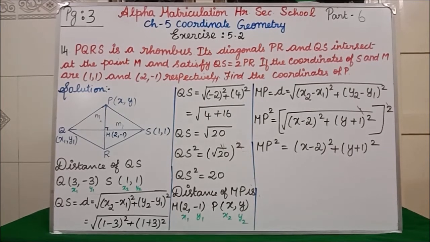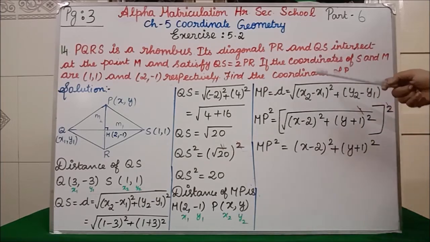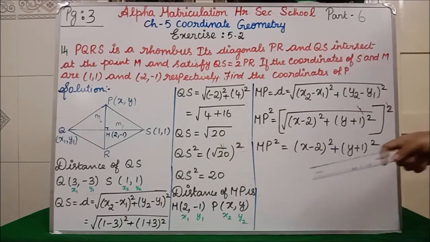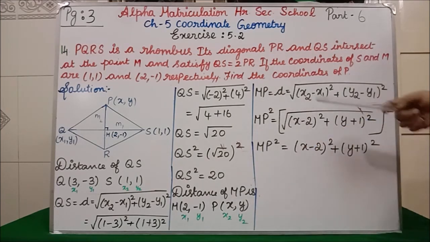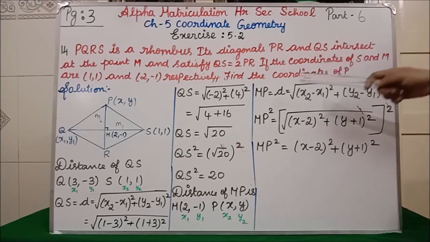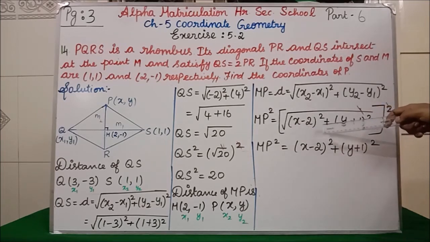Next, distance of MP we are going to find. M value we know, P value we don't know. That only we have to find in the question. So you write that P value now as x comma y itself. See, M value is 2 comma minus 1. So again distance formula we are going to apply. dMP, d means distance, is equal to square root of x2 minus x1 the whole square plus y2 minus y1 the whole square. x2 value is x, x1 value is 2, the whole square, plus y2 value is y, y1 value is minus 1, so plus 1, the whole square.